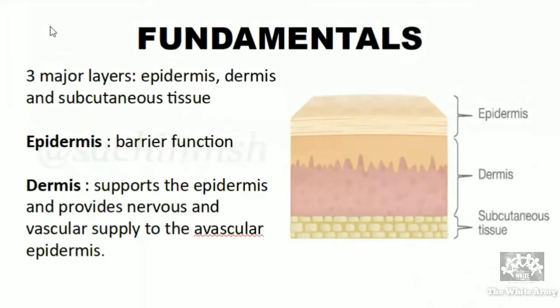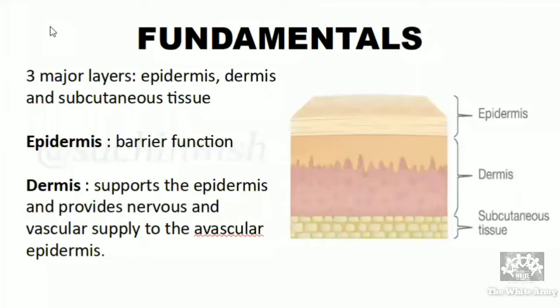Before the disease as such, I want to share a few basics or fundamentals, which are very important to understand the disease. As we all know, skin is made up of three important layers. The outermost is the epidermis, below that is the dermis and subcutaneous tissue. The epidermis mainly gives the barrier function to the skin, and it is completely avascular.